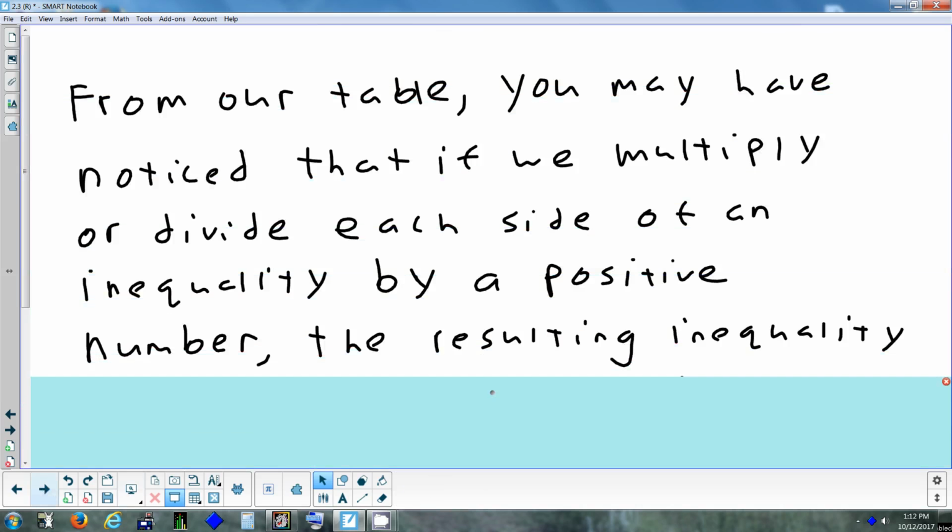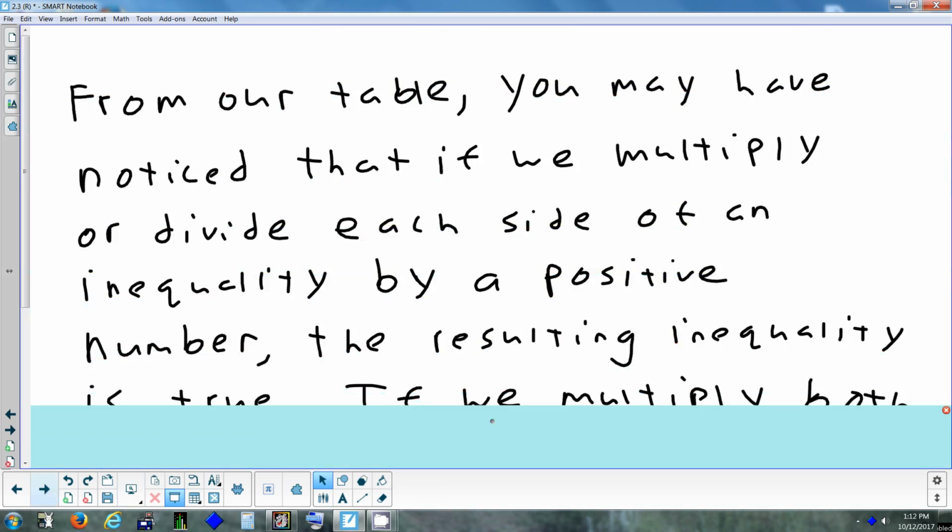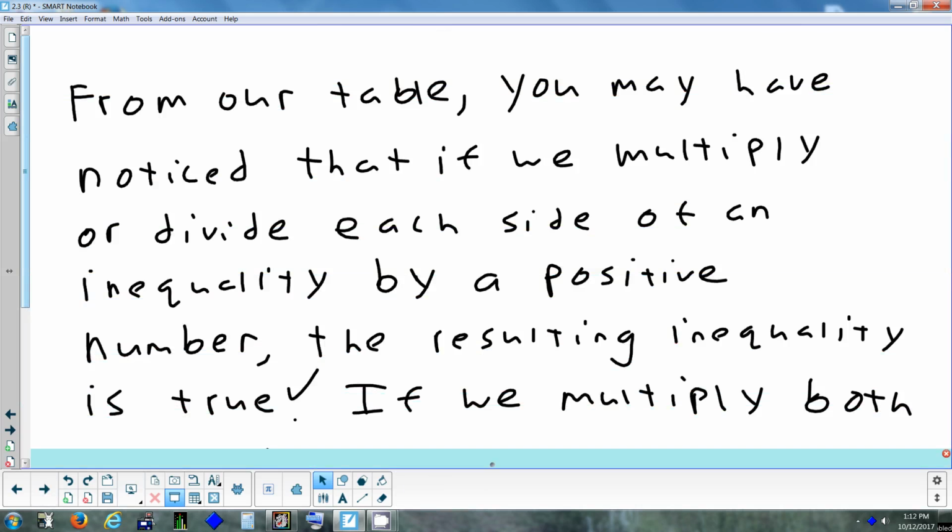From our table, and again, this part, just read over this part. You don't have to write this on your guided notes. But from our table, we just noticed that when you multiplied or divided by a positive, everything was true. Everything worked out fine.